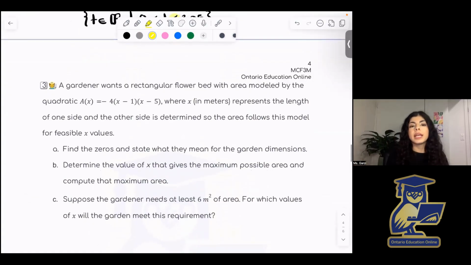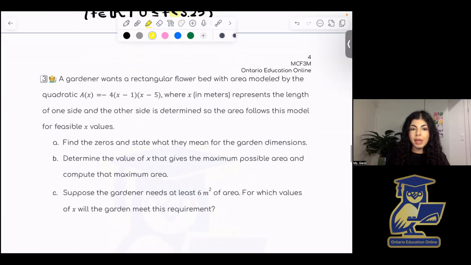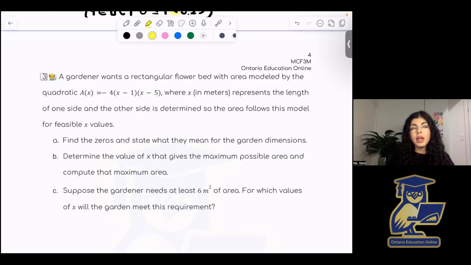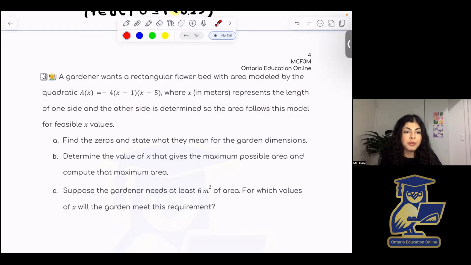We have a gardener who is creating a flower bed, and here we have area, but we have seen a similar question before where there is a restriction on the side lengths with respect to one another because we have, for example, a restriction on our total area. So here you're told that X is the length of one side and the other side is determined so that the area follows this model for feasible X values. So that means that the other side length is dependent on that first length. So here, find the zeros and state what they mean.